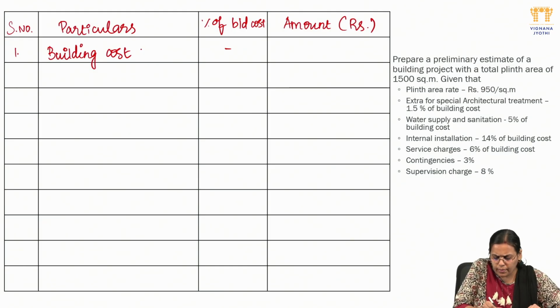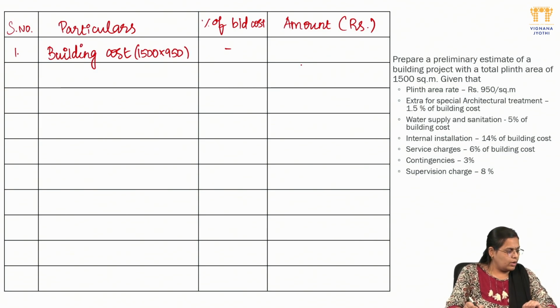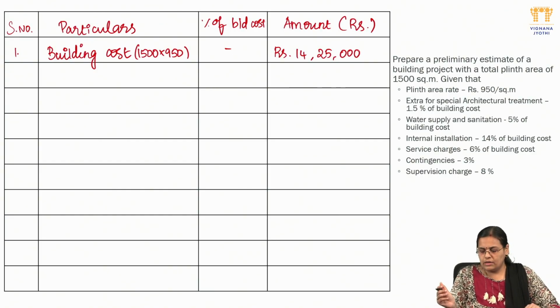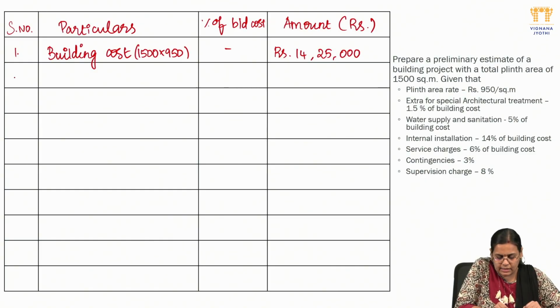So 1500 into 950. So this comes around rupees 14 lakh 25,000, right? So 14 lakh 25,000. So this is the cost of construction of your building. Now we need to add this extra percentages.